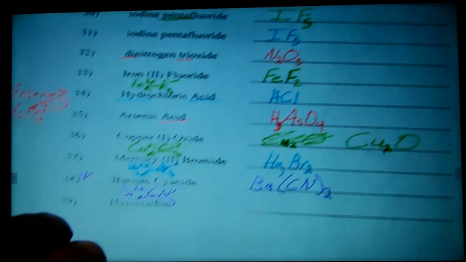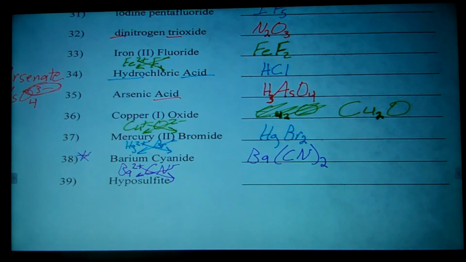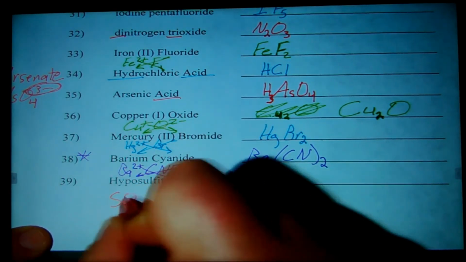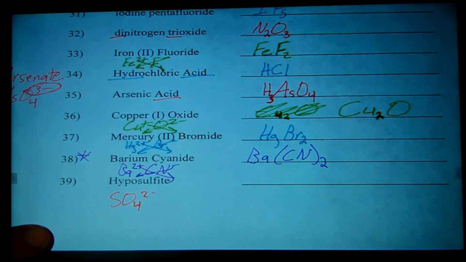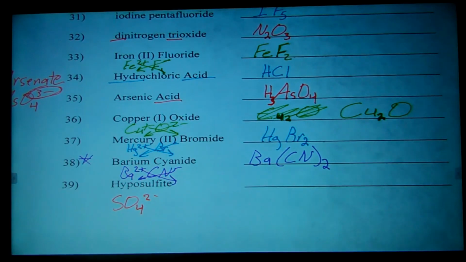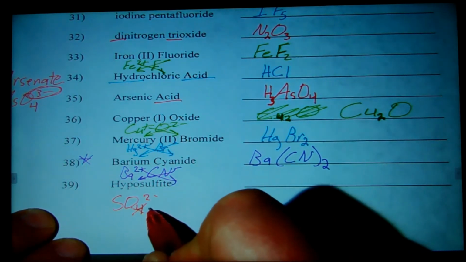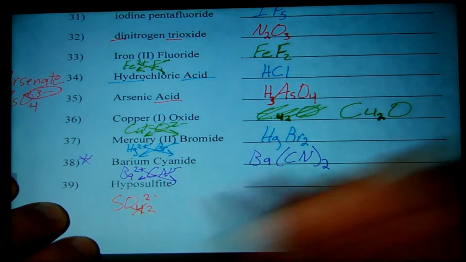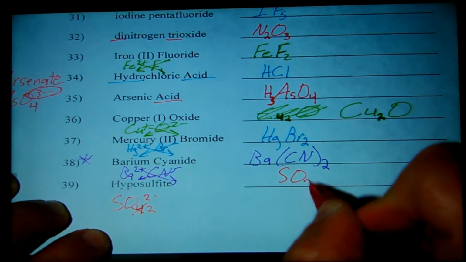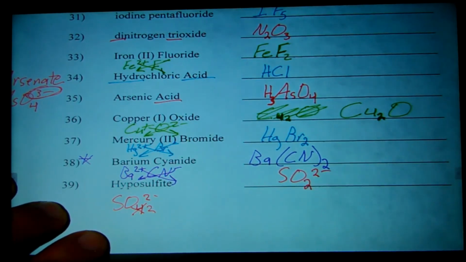Then the last one, I made it, hallelujah. Hyposulfite. Figured I'd leave this one, a good little trick to leave you with. In this, the root is sulfate, which is SO4, 2 negative. Hyposulfite, so hypo and ite means 2 fewer than the root, which means I lose 2 oxygens here, so it's really SO2, 2 negative. That is hyposulfite.